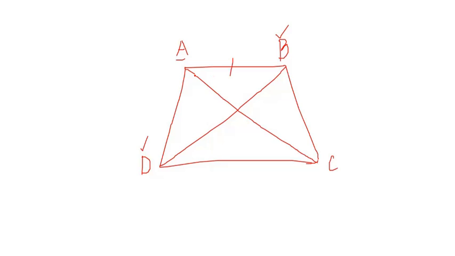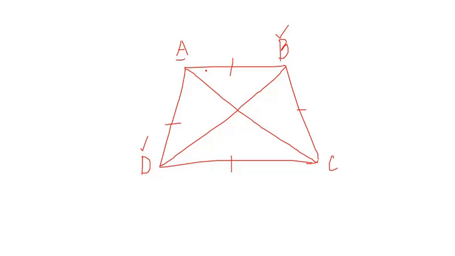The sides are the line segments joining adjacent vertices. So AB and AD will be sides. Similarly, BC and CD will be sides. So AB and AD are adjacent sides. AB and BC are adjacent sides. BC and CD are adjacent sides. And DA and DC are adjacent sides. Of that there is no problem to understand.